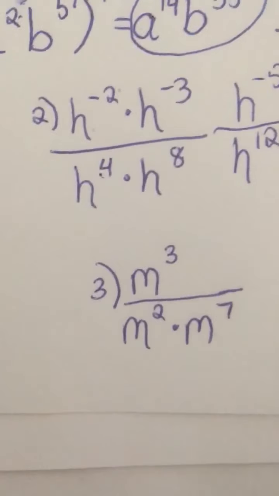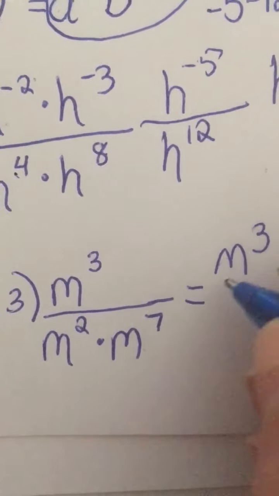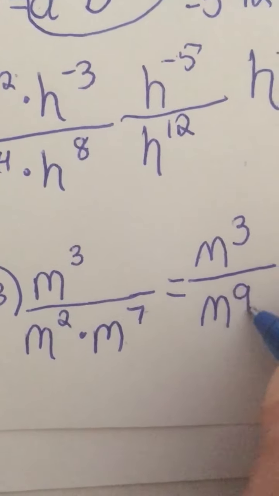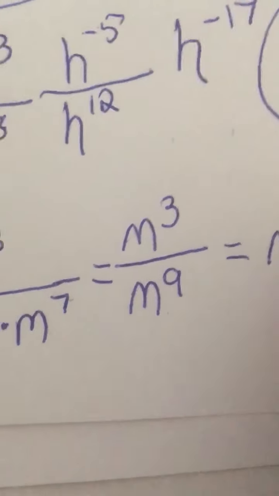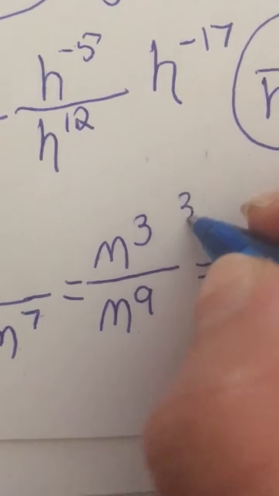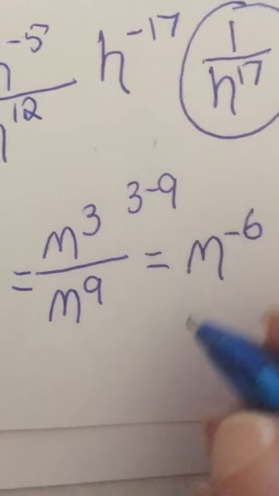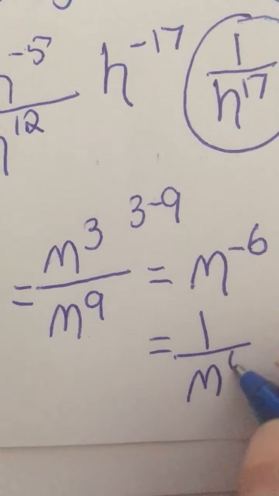And finally, this one we can't simplify the top, so we'll leave it for now. In the bottom, 7 and 2 would be 9. Then we want the variable only once, so let's go one more time. Use our division property. 3 minus 9 is negative 6. And we do have one more step just to put it positive under 1.